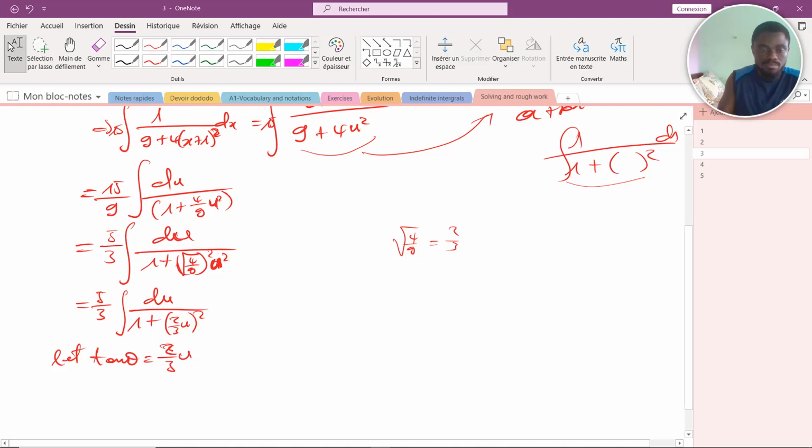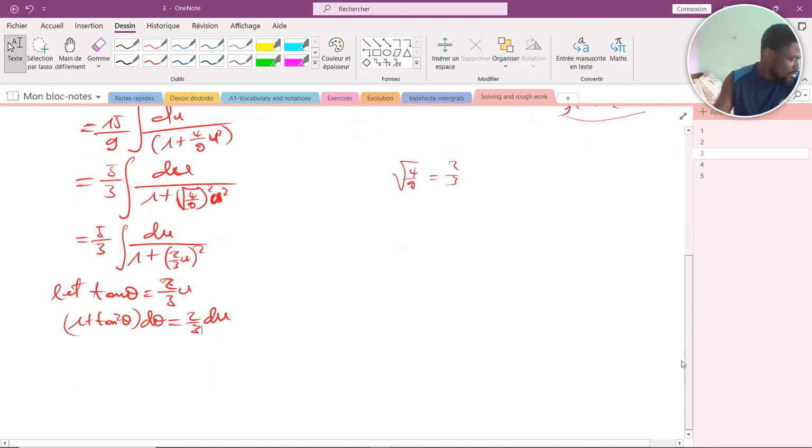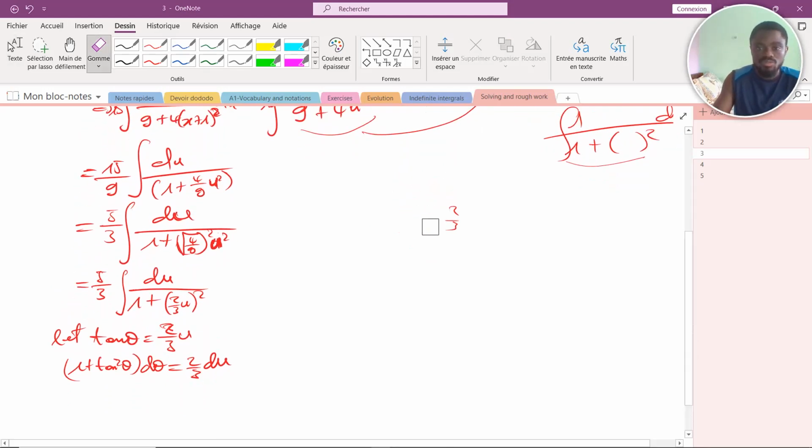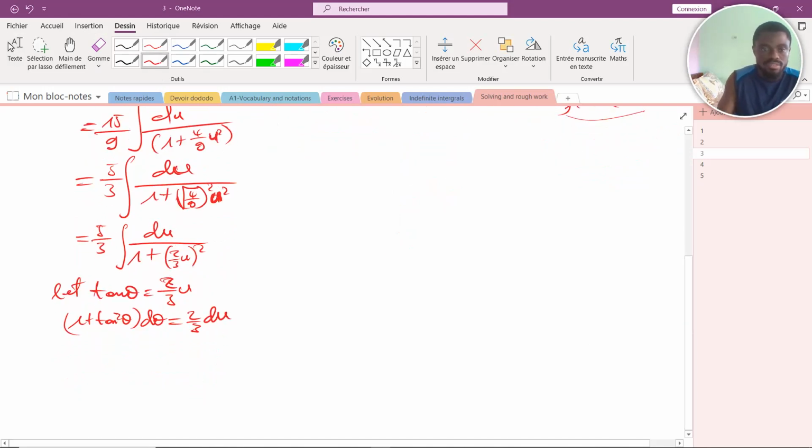I differentiate this implicitly. This will give me the derivative of tan theta, which is simply 1 plus tan square theta, or sec square theta. I write here d theta since I was differentiating with respect to theta. When I differentiate this with respect to u, this gives 2 on 3 times du. Now I'll start substituting things. So this is where we ended.